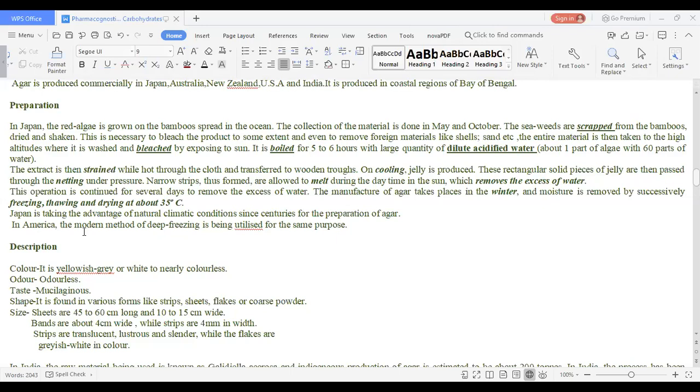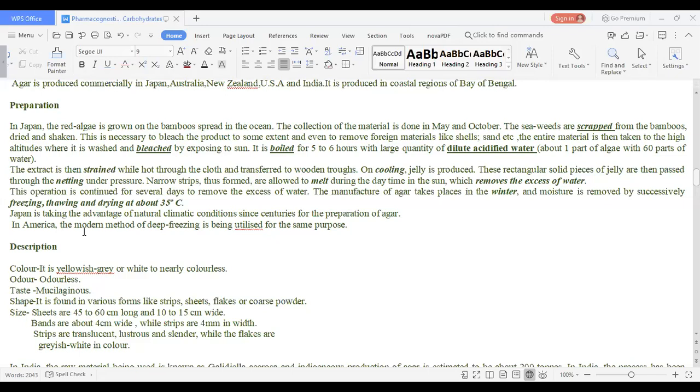The seaweeds are scraped from the bamboos. Later on, it is dried and shaken. This is necessary to bleach the product to some extent and even to remove foreign materials like shells, sand, etc. The entire material is then taken to high altitudes where it is washed and bleached by exposing to sun.